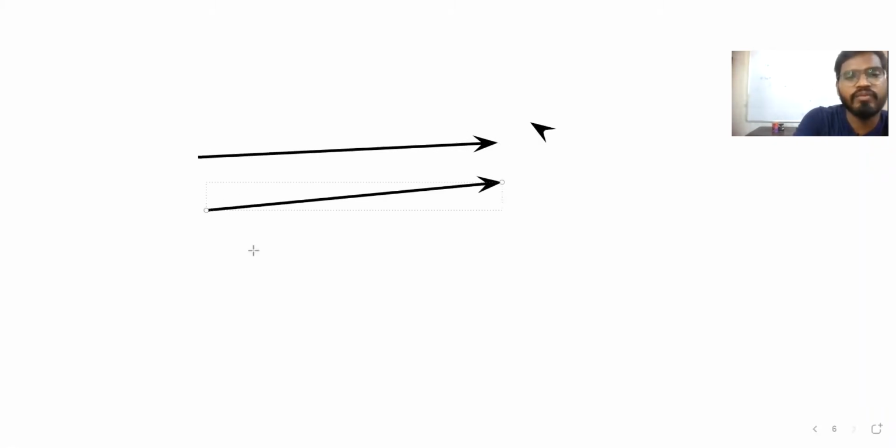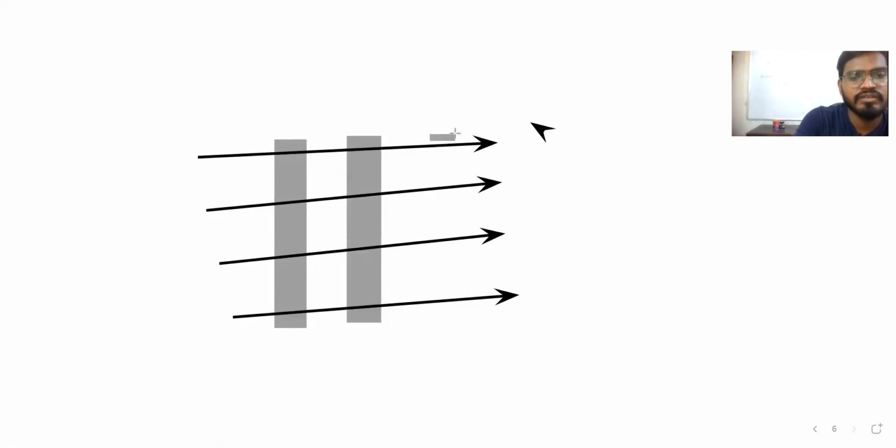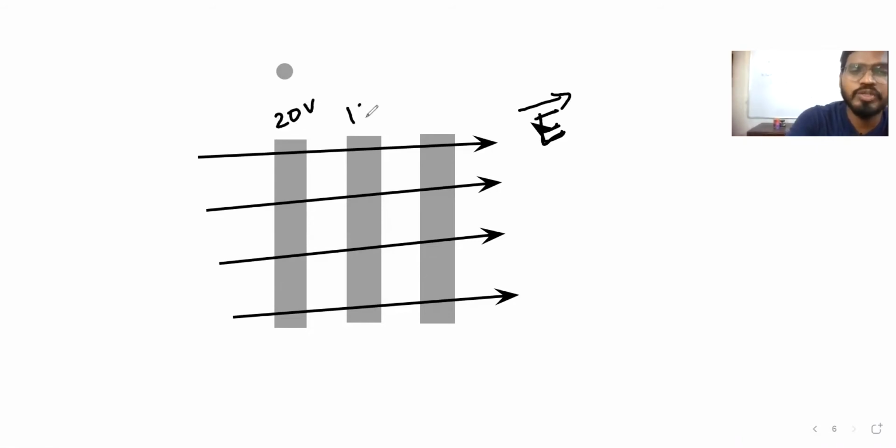One more example is a uniform electric field. If a uniform electric field is there, how should the equipotential surface be? We know that in the direction of the electric field, the potential always decreases. So if this is 20 volt, this should be 15 volt, and this should be 10 volt, meaning it should be less than those two. That's it. This question they also asked. So that's all about equipotential surfaces, even for JEE. Hope you guys understood. We'll see in the next lecture.